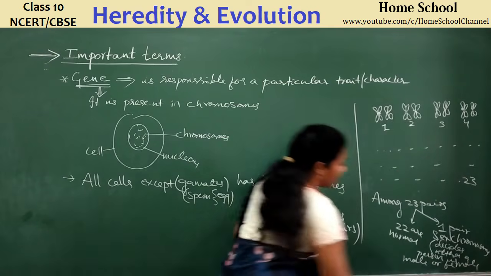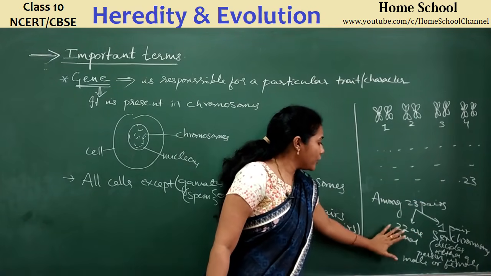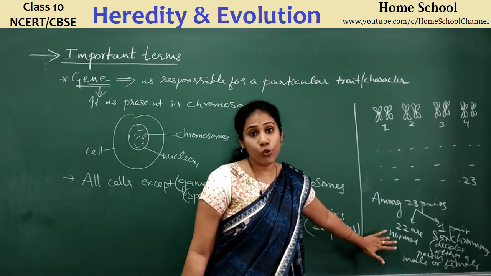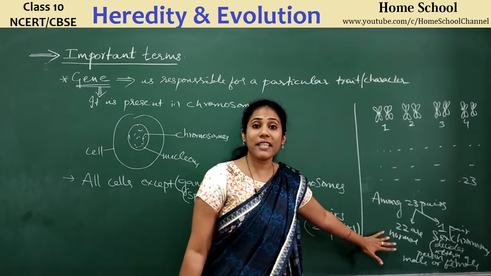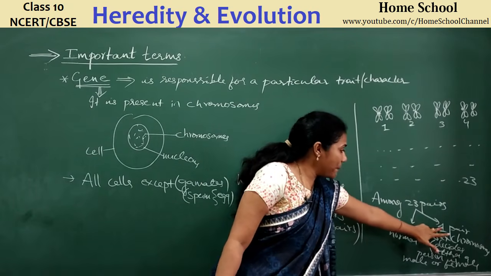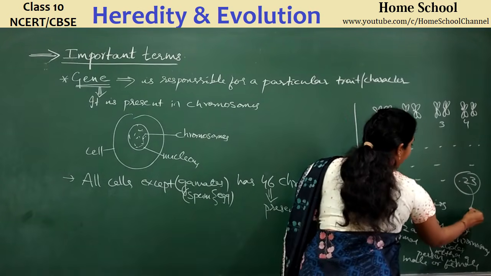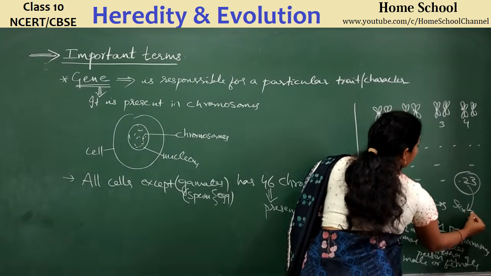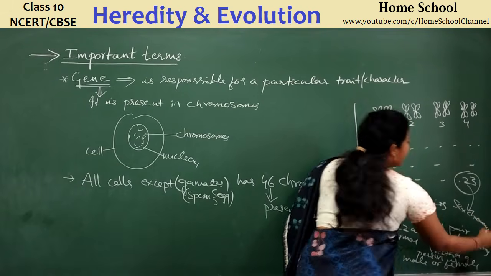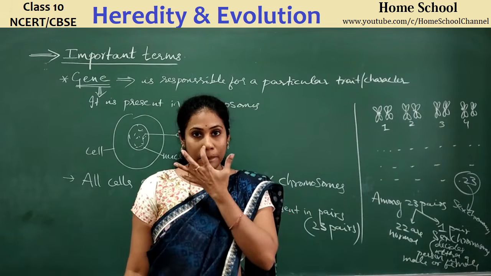Male or female. Got to know? Among the 23 pairs, 22 are normal. We call them autosomes. Normal chromosomes are called autosomes, whereas the last pair, the 23rd pair, is what we call the sex chromosomes. These sex chromosomes decide whether a person is male or female.